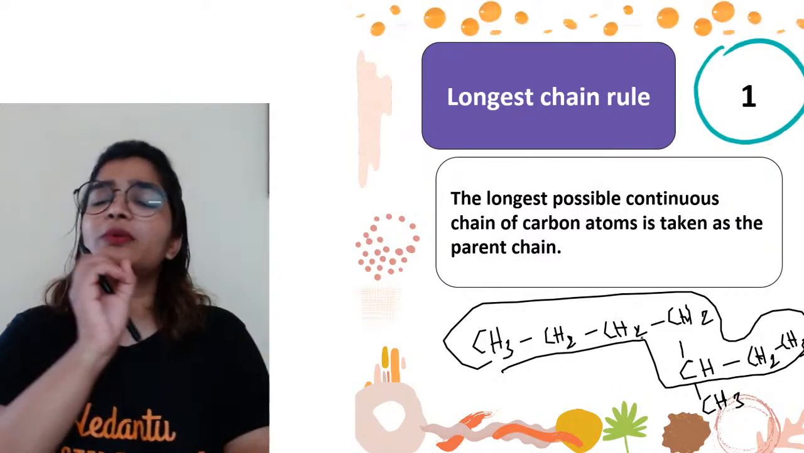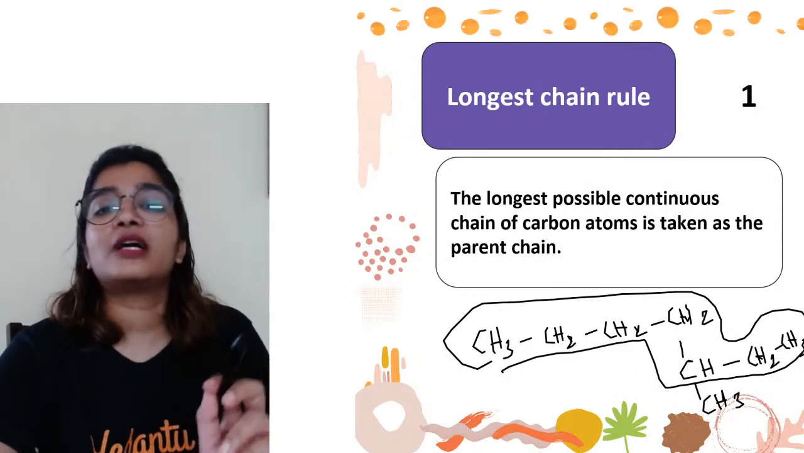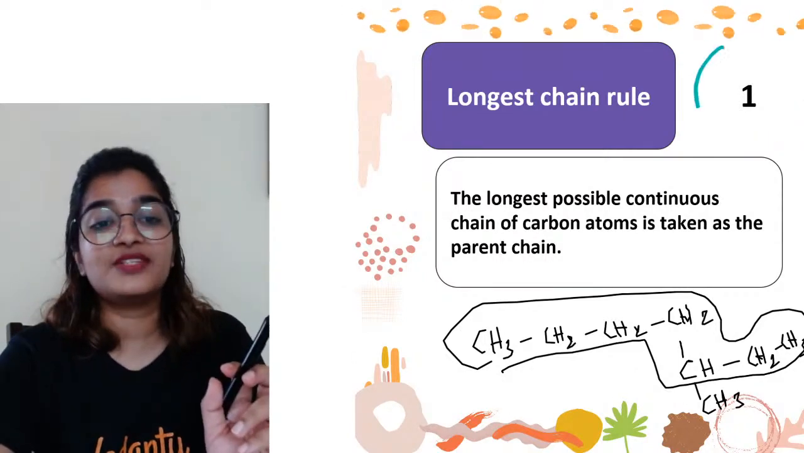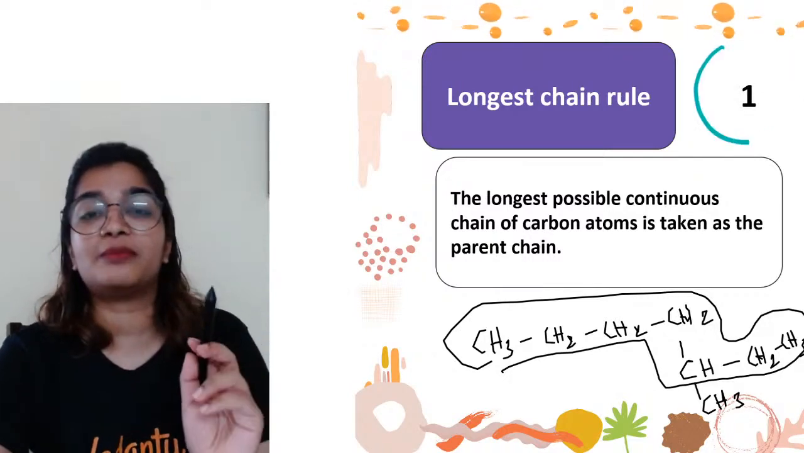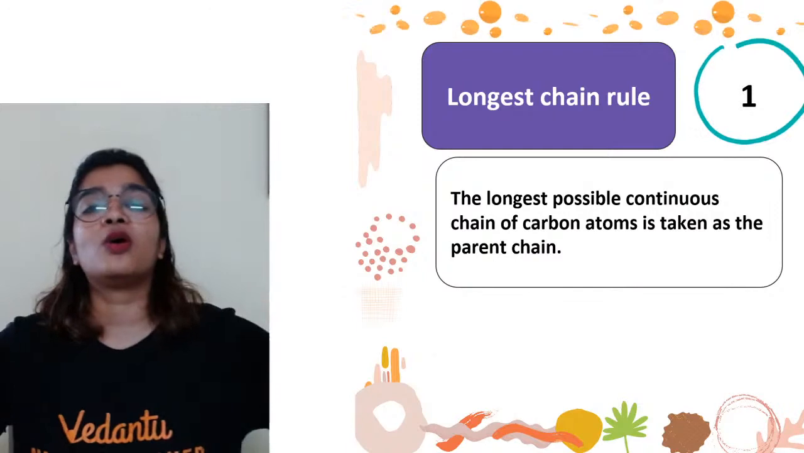So got it? So this will be the first rule. The longest possible continuous chain of carbon atoms is taken as the parent chain. That means the root word will be derived from this particular longest chain.